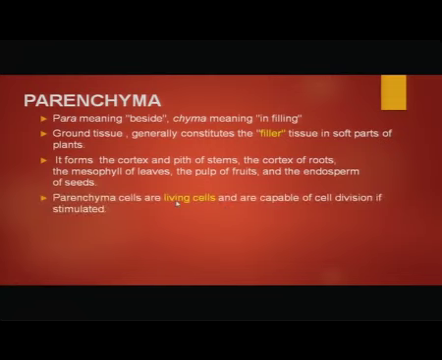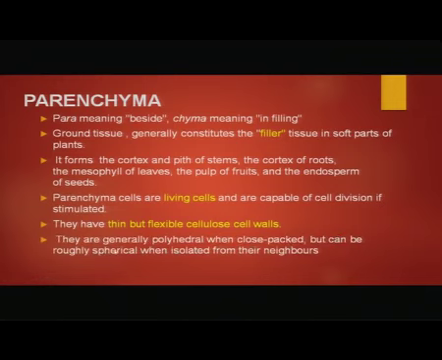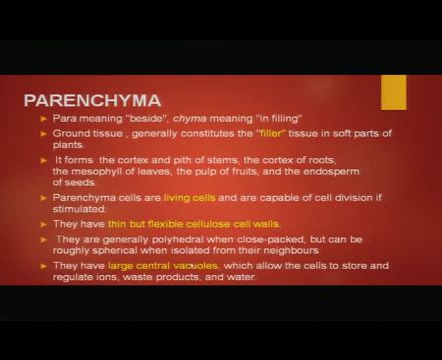The cells here are living and they are capable of division if stimulated. In normal conditions, they won't divide, they have grown and acquired their function, they are differentiated, but if stimulated properly, they can divide. For example, if there is any wound, they will divide to repair the wound. They have thin but flexible cellulose cell walls and they are generally polyhedral when closely packed, but can be roughly spherical when isolated from their neighbors. And also the vacuoles are very large and these vacuoles are used to store and regulate ions, waste products and water.